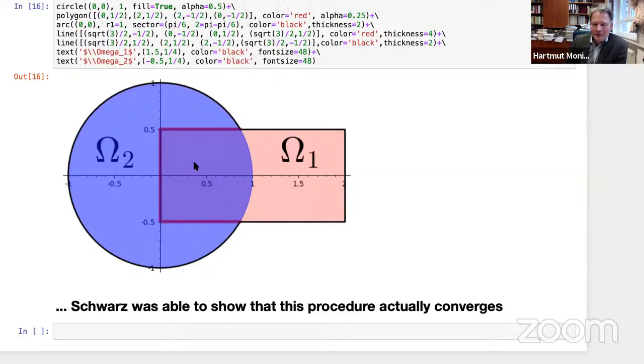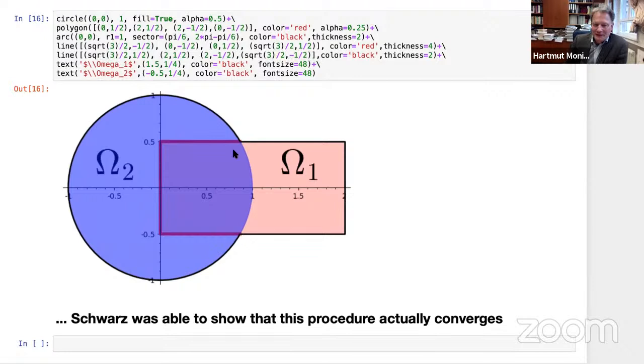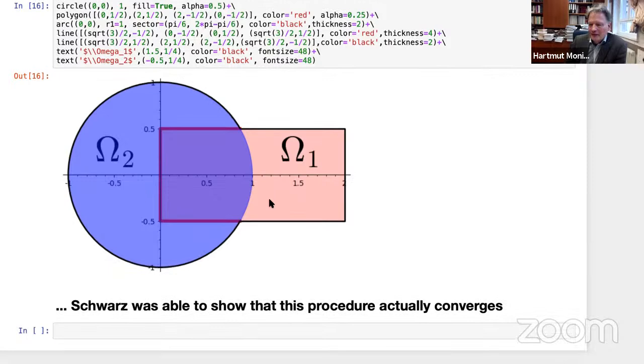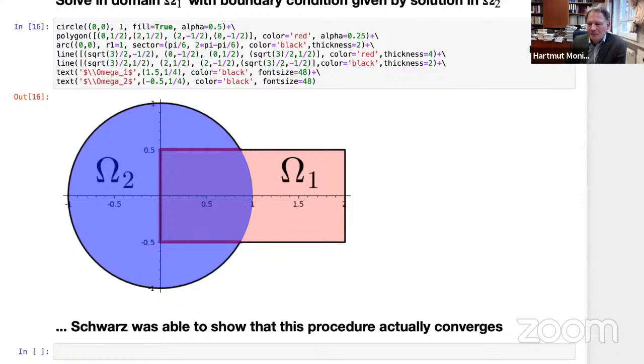Good, that seems to be sort of an ad hoc solution, but what you actually can do is alternate back and forth, back and forth, back and forth. And what Schwarz was able to show was that this process, matching these two solutions, actually converges to the solution of the Laplace equation in the union of omega one and omega two. So this is a piece of applied mathematics which you might not be aware of, but it's extremely useful in terms of analytic number theory.